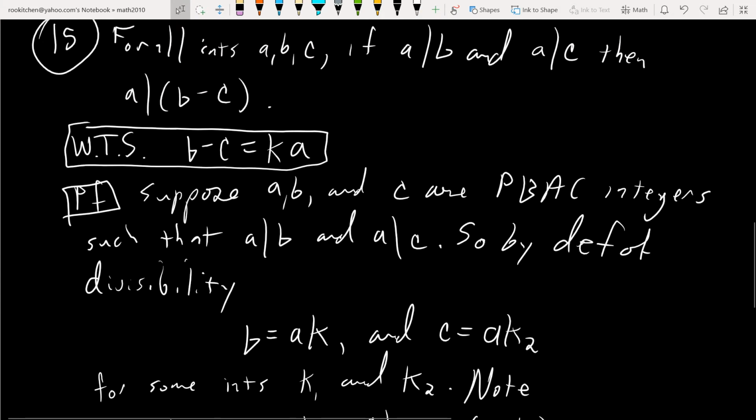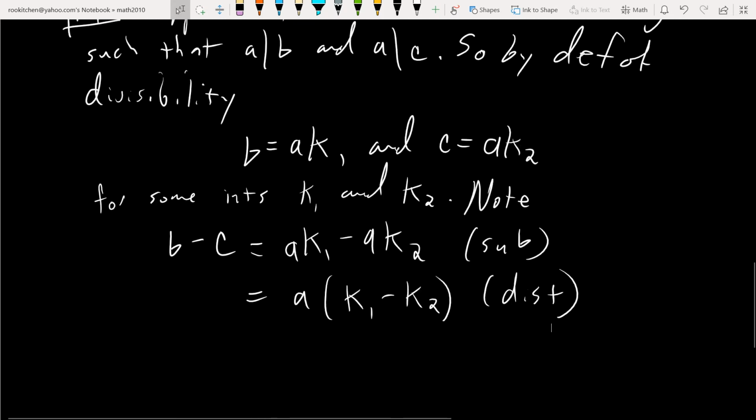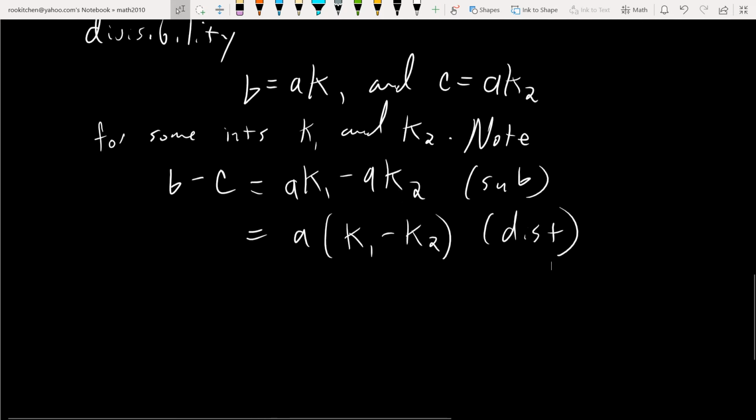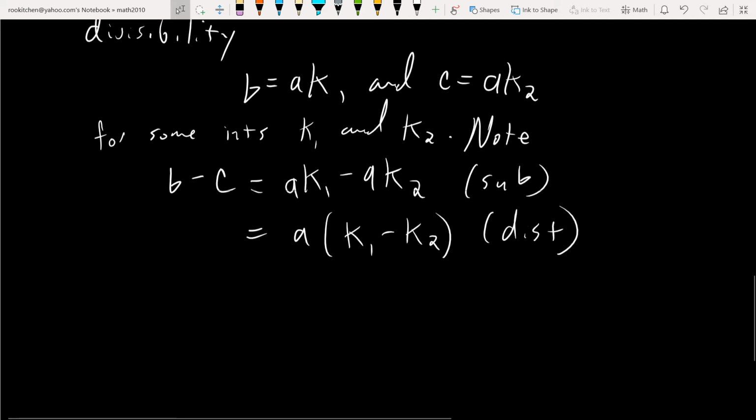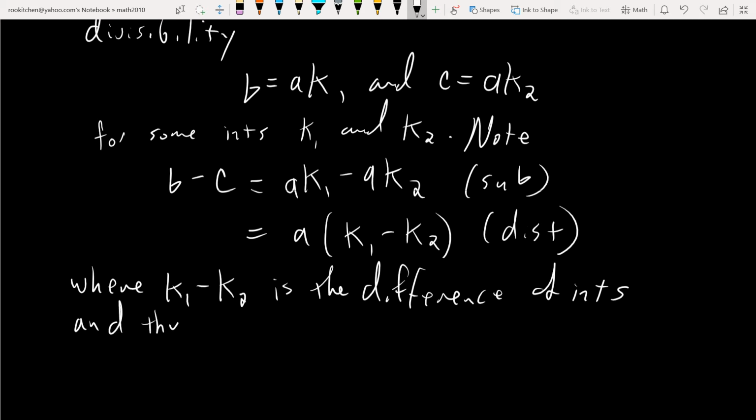So we've shown what we wanted to show, right? B minus C equals K times A, where K is some integer. We just have to note that this K1 minus K2 is an integer. So I say where K1 minus K2 is the difference of integers, and therefore an integer, because the integers are closed under subtraction.